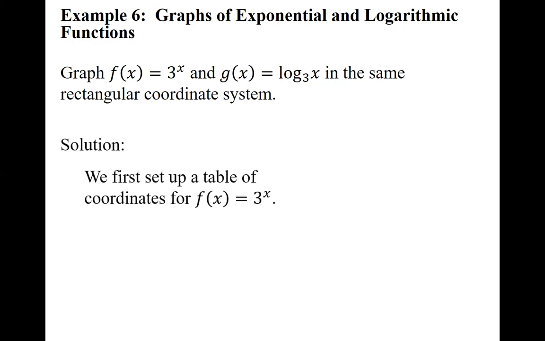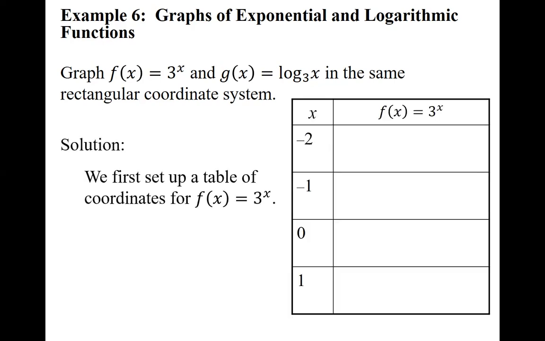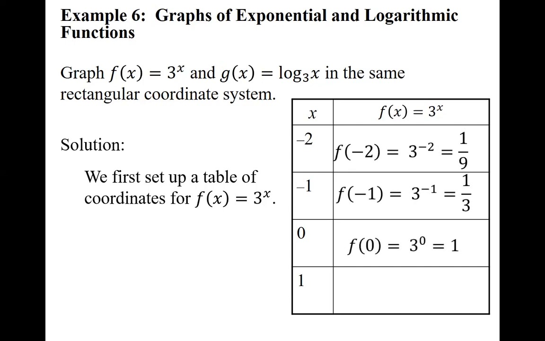So first, we'll set up a table for f of x equals 3 to the x. This is very familiar to us. -2, -1, 0, and 1 could be our x values, giving us 1/9, 1/3, 1, and 3 as our y values.